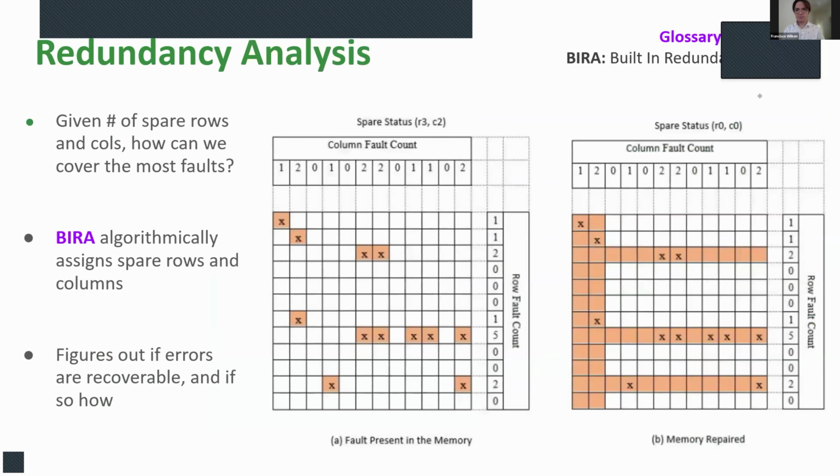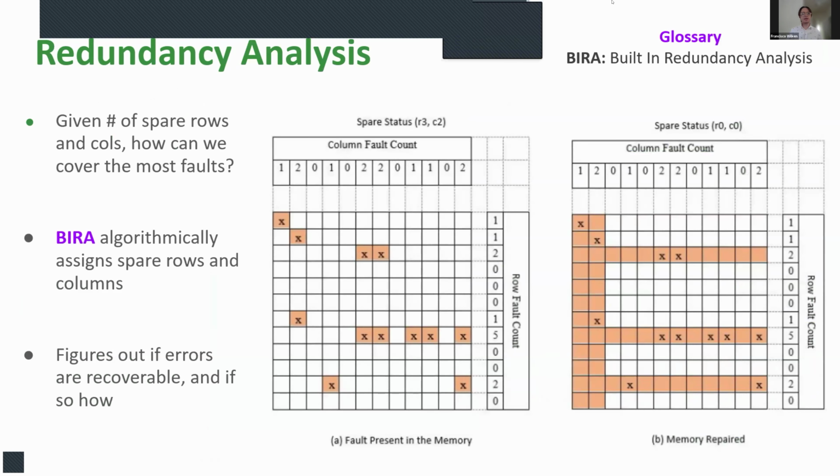So if we only have 1 spare, it's pretty easy to say, well, if I have 1 error, I can recover from it. And if I have any more errors, I'm just screwed. But what happens when we start having 3 spare rows, 2 spare columns or something? How do we analyze where our errors are and how we can correct them? So this brings us to the concept of BIRA, or built-in redundancy analysis.